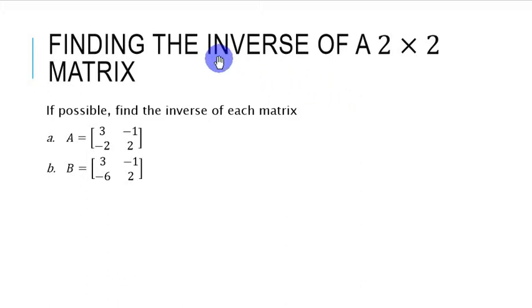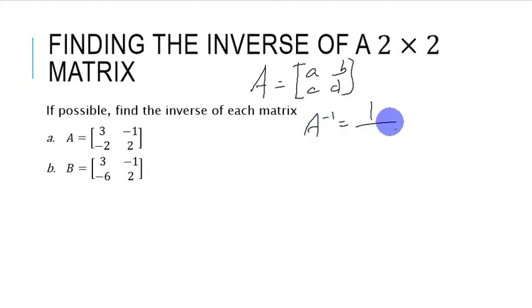So, there is a way for us to find the inverse of a 2 by 2 matrix without using Gauss-Jordan elimination. How do we do that? Now, let's say we have a given matrix A, whose elements are a, b, c, d. To find the inverse of A, we are given this formula: 1 over ad minus bc, multiplied to the matrix d, negative b, negative c, a.